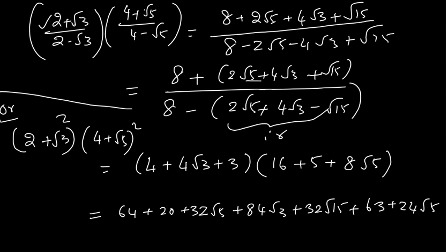So you have root 5 and root 5. You add these two and you may get 56 root 5. Then you have 84 plus 63, which is 147, and so on. So you tell me, is this answer better or this answer better?